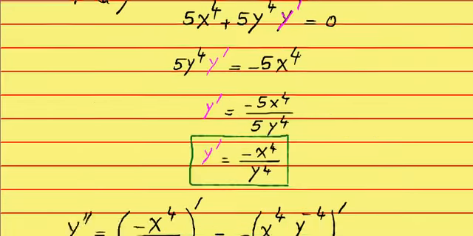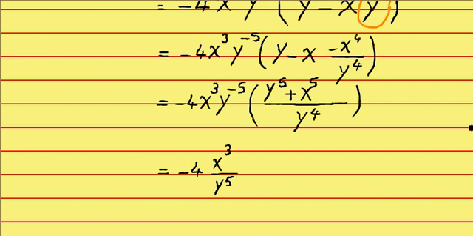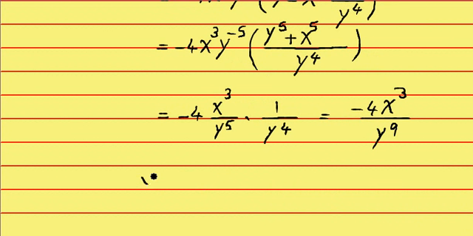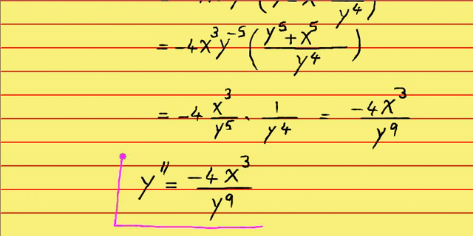Notice that if we forget to simplify, our answer looks quite different. So here I have 1 over y to the power of 4. Simplifying this one more round, I have minus 4x cubed over y to the power of 9. So here's our final answer. Y double prime turned out to be minus 4x cubed over y to the power of 9. Rather interesting relationship. So that's the second derivative.